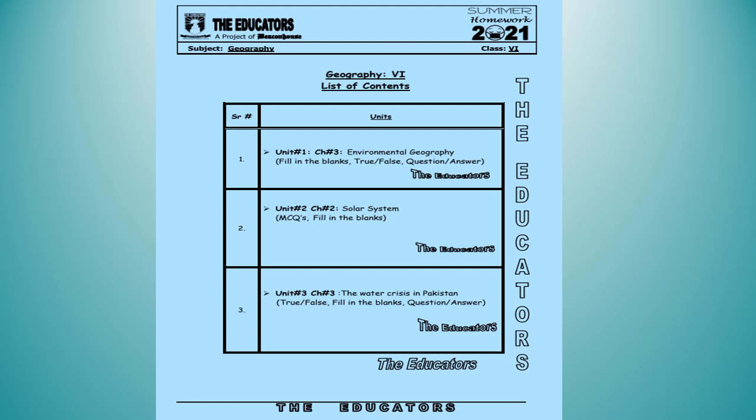Now, dear students, we will see the geography portion of our summer pack. In our geography portion, dear students, we have 3 chapters to solve, which are environmental geography, solar system, and the water crisis in Pakistan. In environmental geography, dear students, you have to solve filling the blanks, true, false, and question answers. Filling the blanks and true, false you can solve with the help of your worksheets. In unit number 2, dear students, you have to solve MCQs and filling the blanks. You can take help from your worksheet.